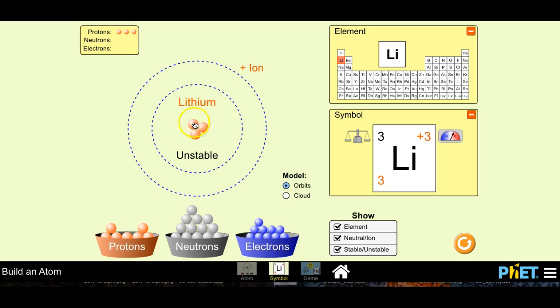So if I put in 3 protons there, that makes it lithium. Now right now I have a charge of +3, which is unbalanced. So I'm going to have to add in some electrons to balance that out.